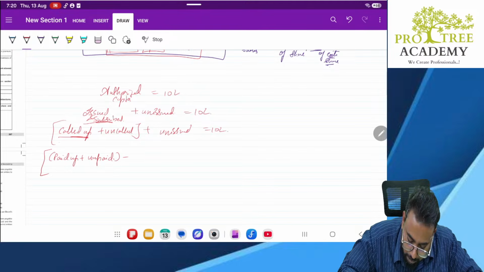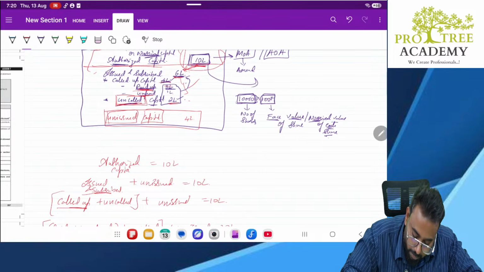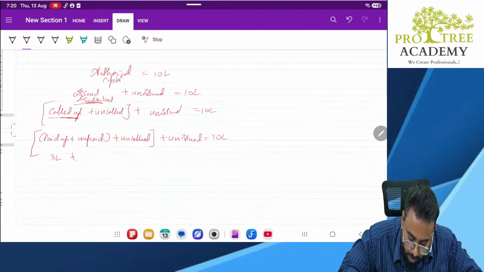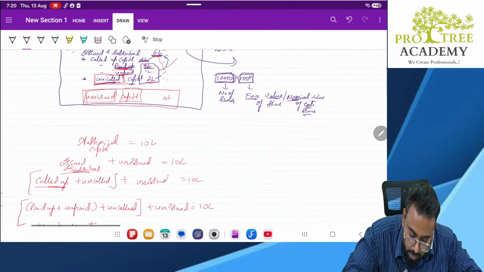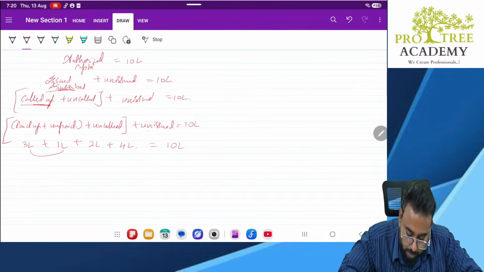Paid up plus unpaid plus uncalled plus unissued is equal to 10 lakh. Now you go for our example. How much is paid up? Sir, paid up is 3 lakhs. How much is unpaid? Unpaid is 1 lakh. How much is uncalled? Uncalled 2 lakhs. How much is unissued? Sir, 4 lakhs. Total 10 lakhs. 3 plus 4, 4 plus 2, 6, 6 plus 4, 10 lakhs.